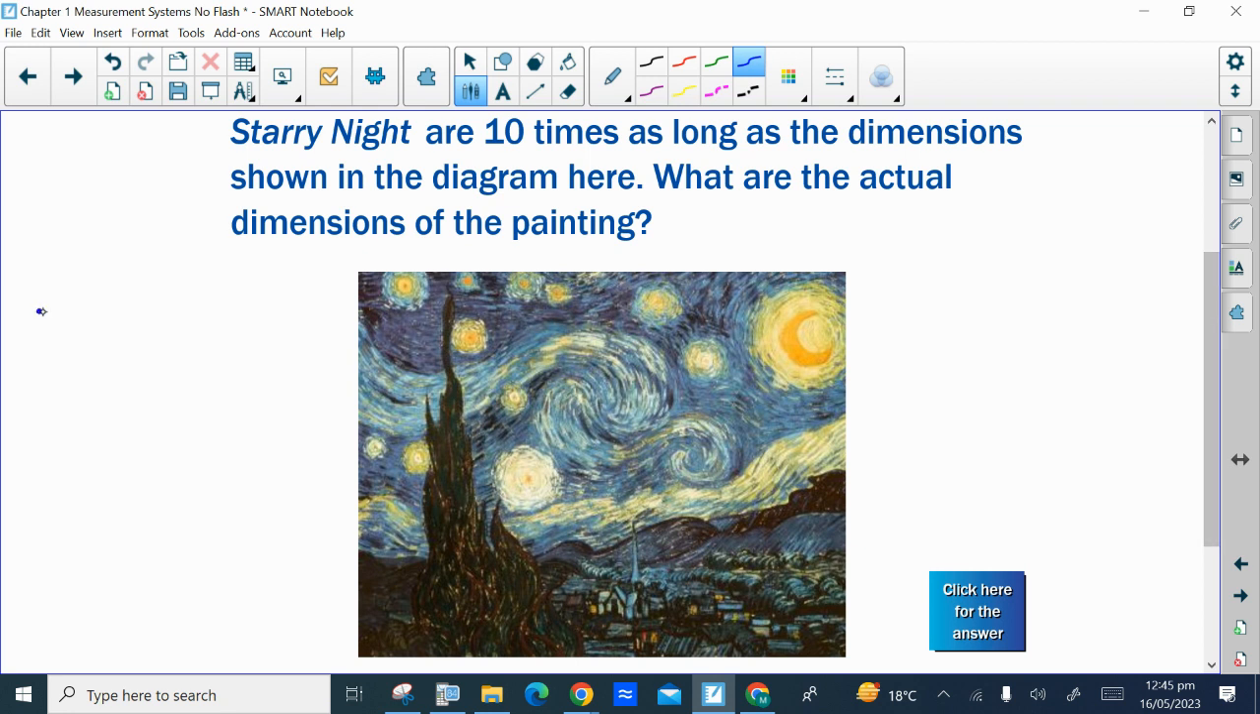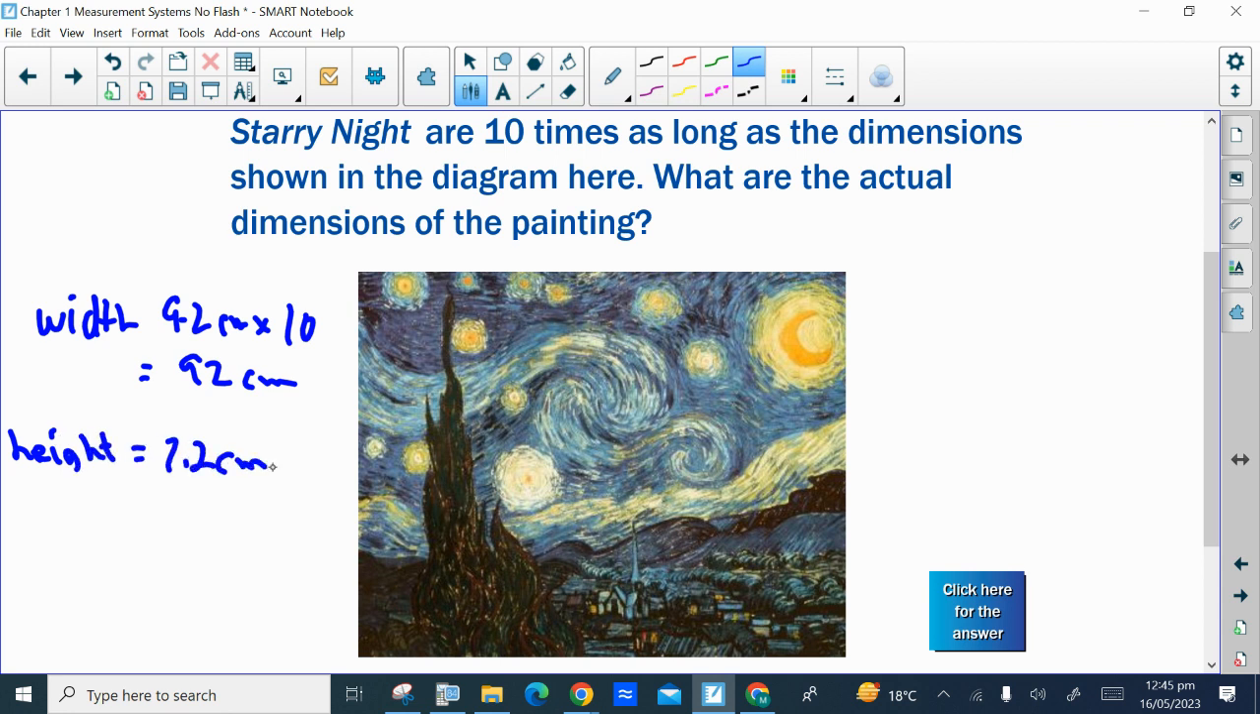So the width would be 9.2 centimeters times 10, because the actual dimensions are 10 times as long as the dimensions in the diagram. So that would be 92 centimeters. And the height, which was 7.2 centimeters on the diagram, is also 10 times, which would be 72 centimeters.